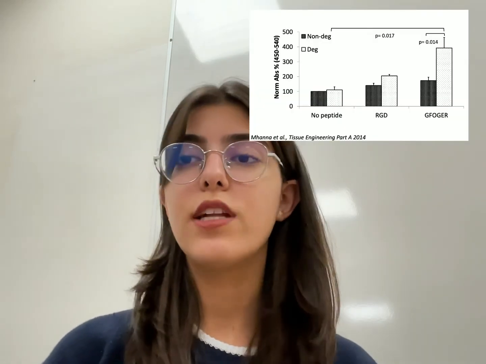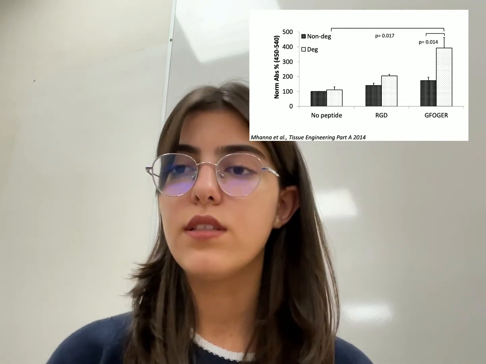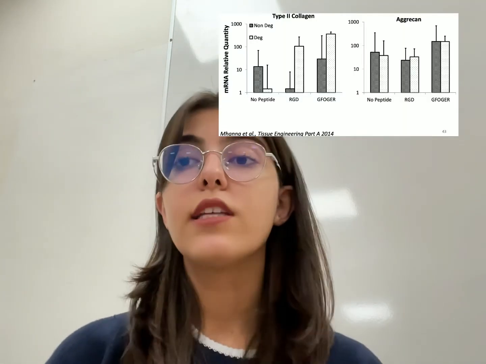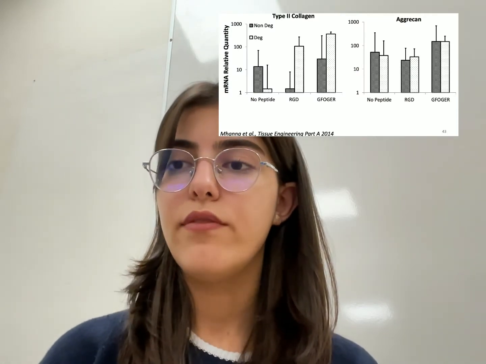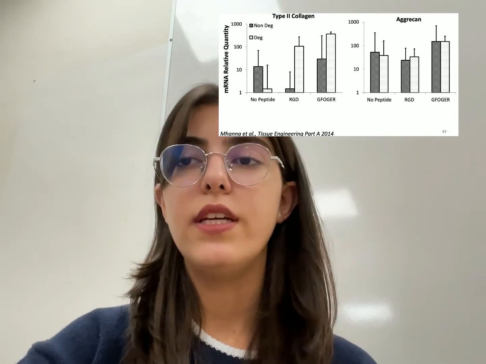Studies show that GFOGER induces higher cell proliferation in degradable PEG gels. The significance of this result lies in inducing chondrogenesis, since chondrocytes have a relatively slow proliferation rate. Alongside chondrocytes, type 2 collagen and aggrecan levels also significantly increased in degradable PEG and GFOGER.